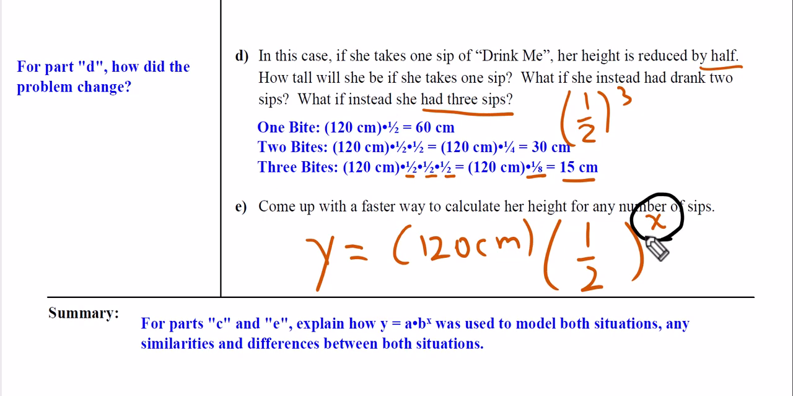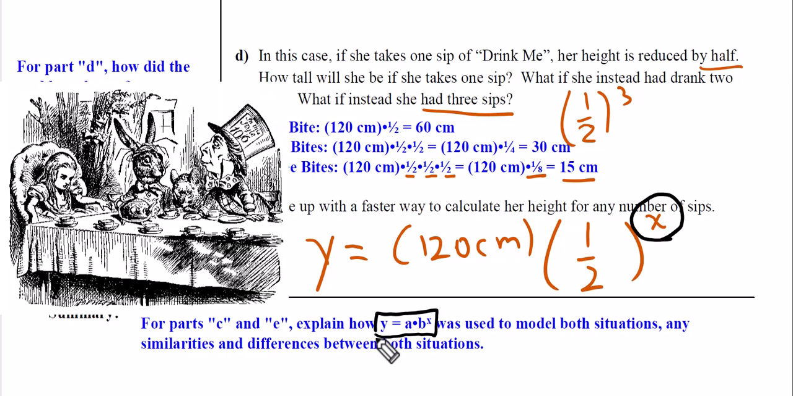For part C and E, explain how this basic form was used to model both situations and any similarities and differences that you notice between both situations and the results.